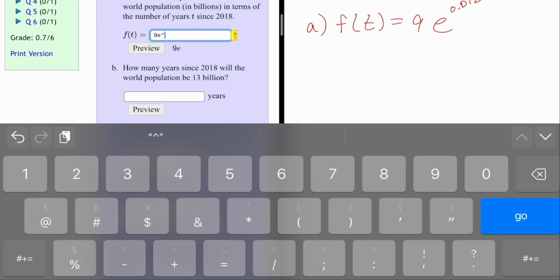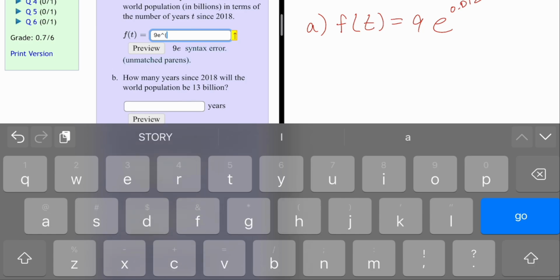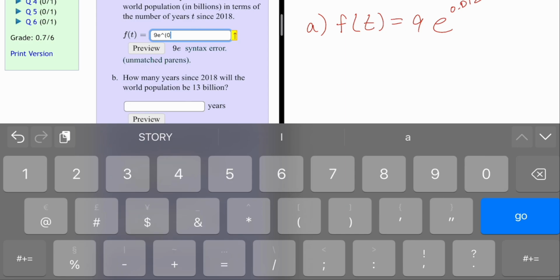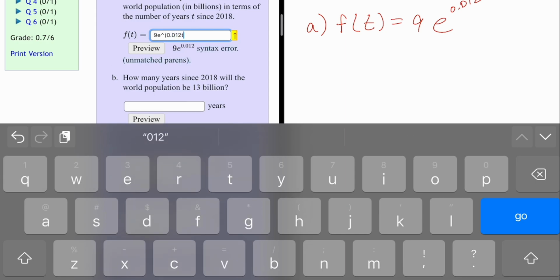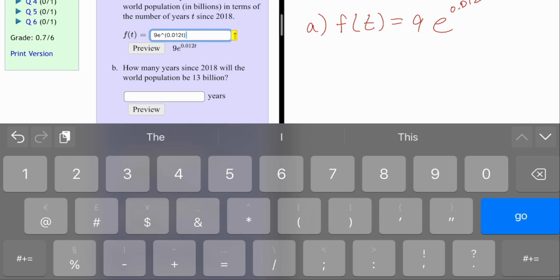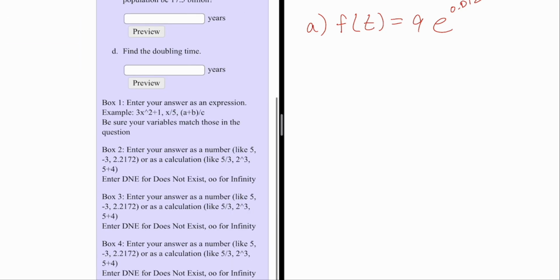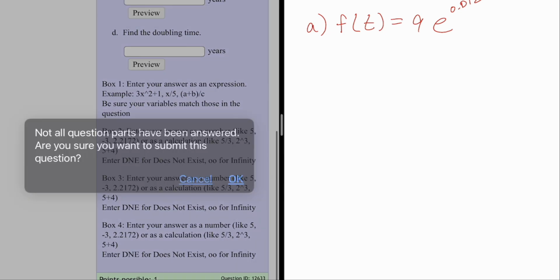I'm going to put that entire thing, the power, in parentheses. So for me, I'm putting 0.012t in the parentheses. And that should be my answer for part A.